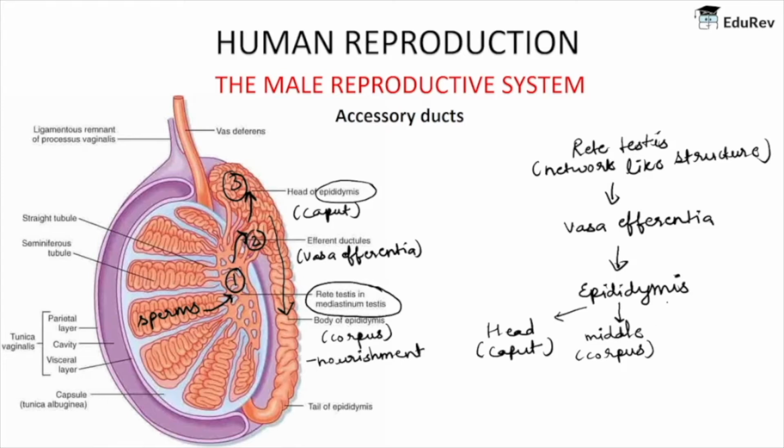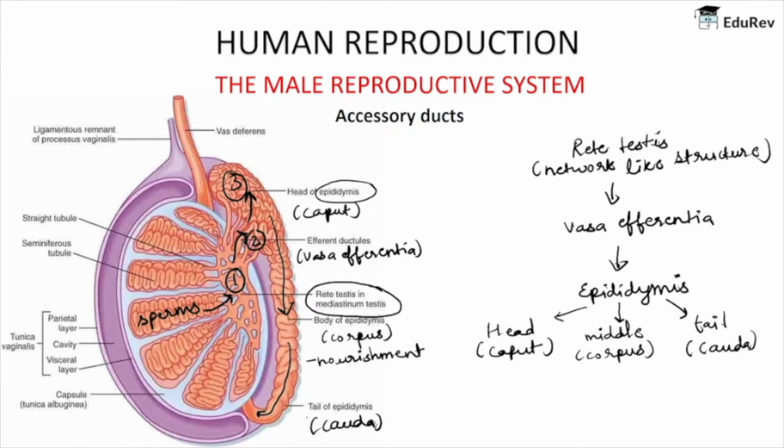Now coming to the tail part of the epididymis. This is the movement of sperm, and this is the tail of the epididymis, which is called the cauda, C-A-U-D-A. The tail part is called the cauda. So now the sperm has entered the epididymis, traveling through its head, body and tail.